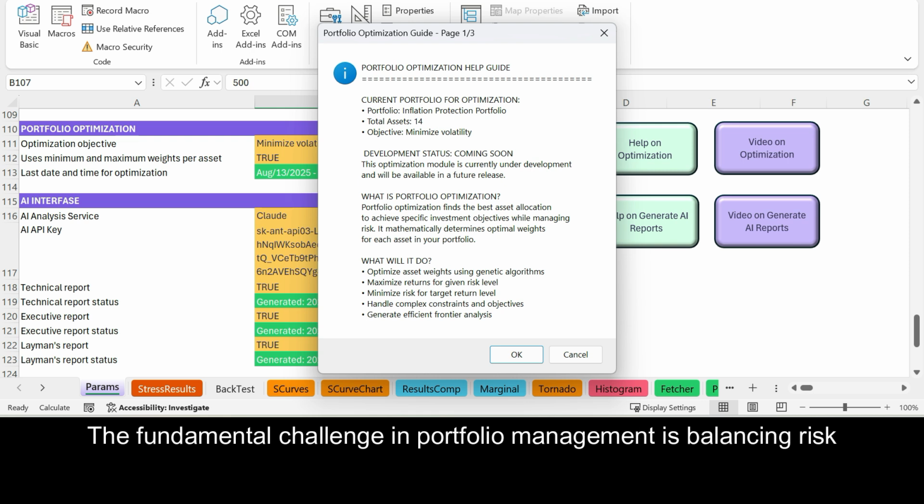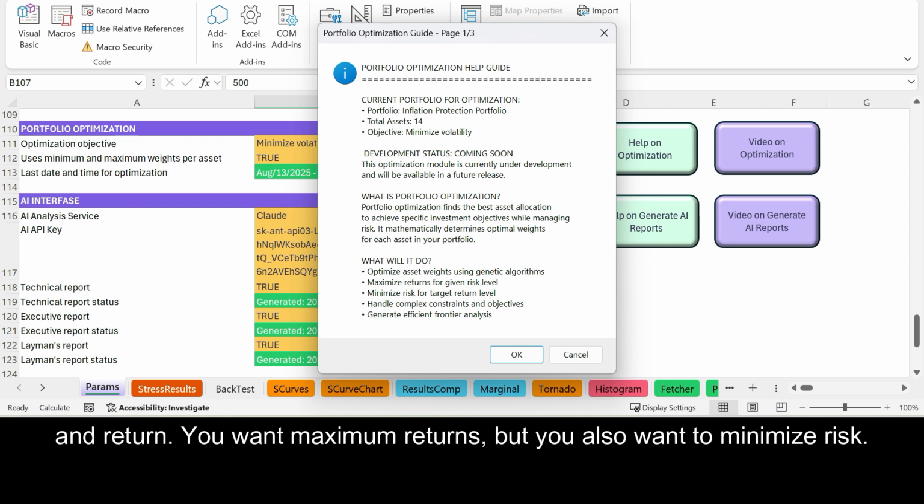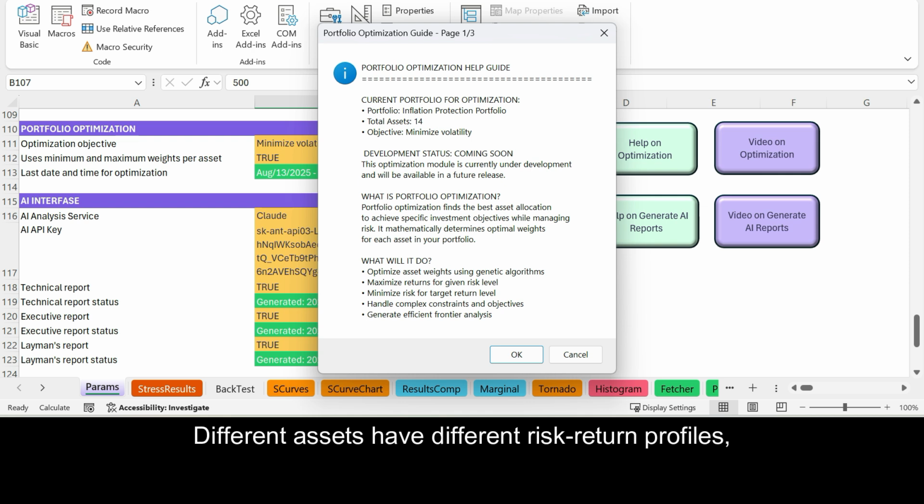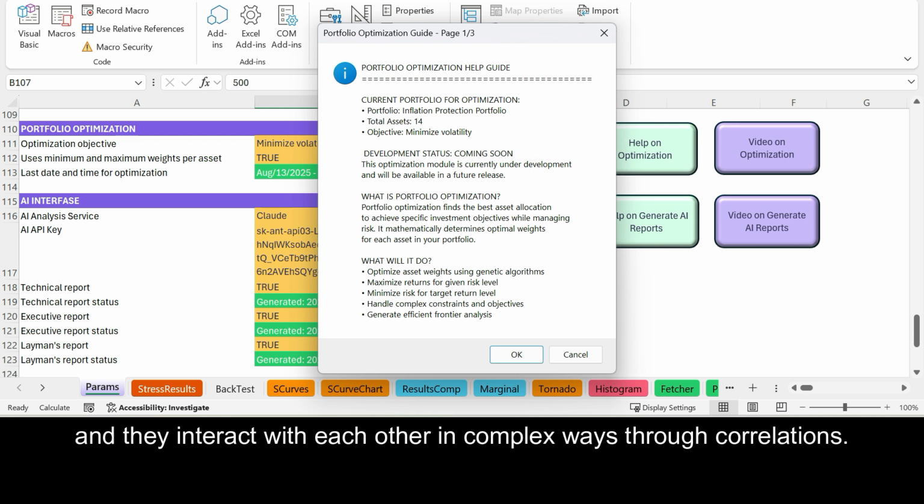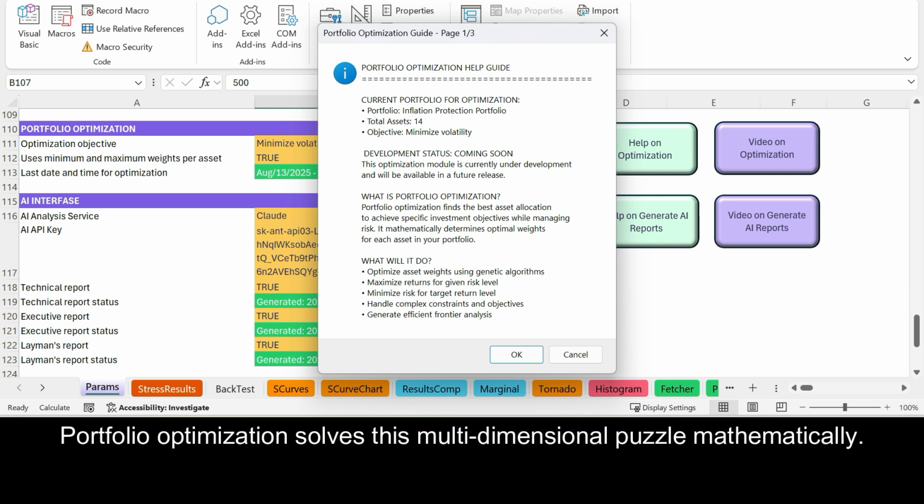The fundamental challenge in portfolio management is balancing risk and return. You want maximum returns, but you also want to minimize risk. Different assets have different risk-return profiles, and they interact with each other in complex ways through correlations. Portfolio optimization solves this multidimensional puzzle mathematically.